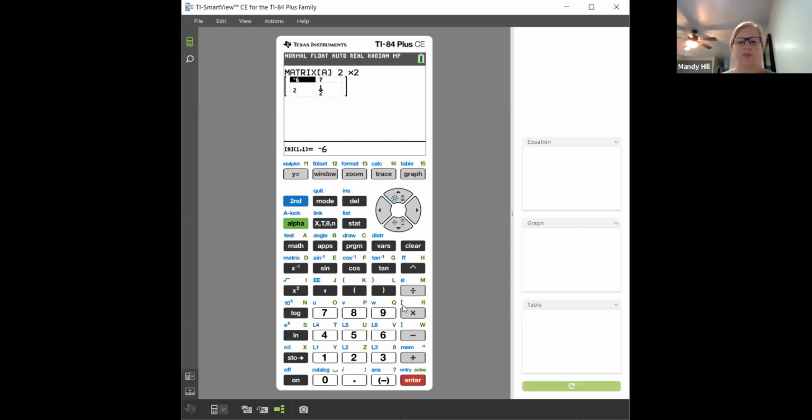Next, I want to go in and put matrix B in. So I'm going to do second, x to the -1 again, matrix, hit enter. And here's where a lot of people go wrong, because they know they need to go over to edit, okay? And then they want to hit enter again. And when they do that, they're typing over what they put in matrix A again. And we don't need that. We need to edit matrix B.